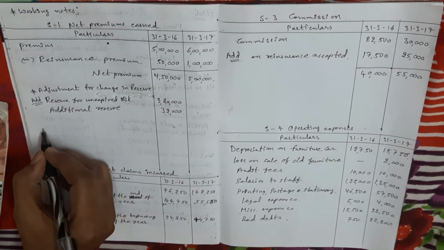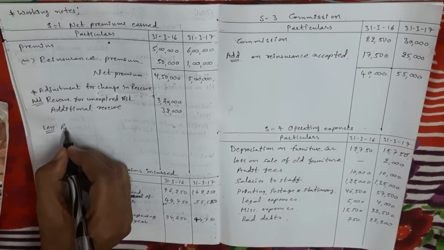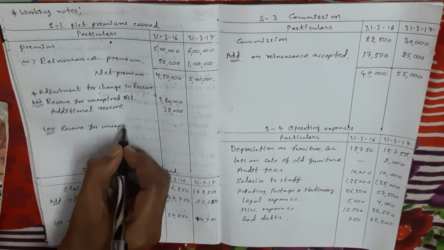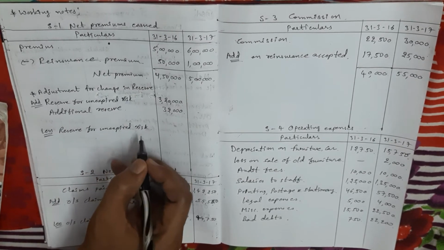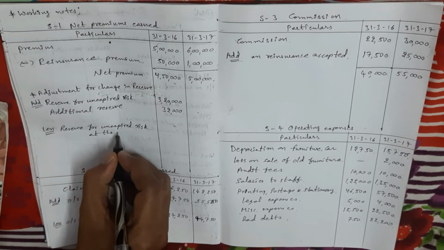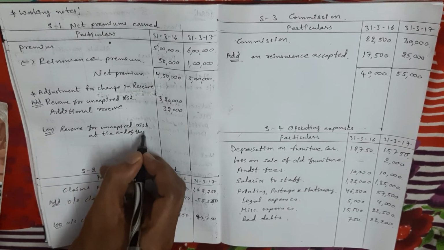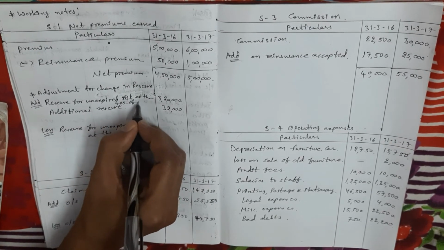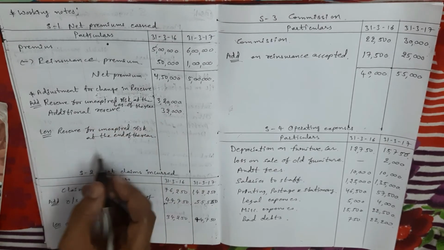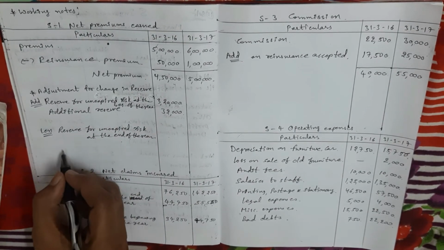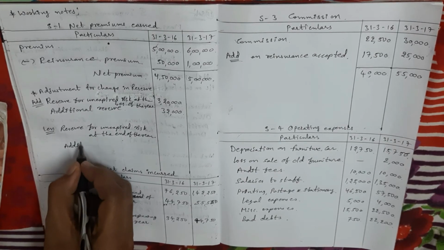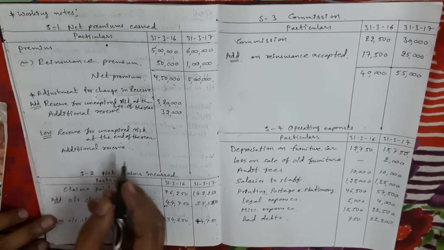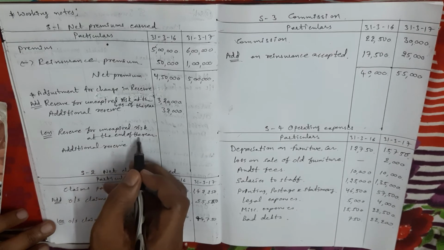Okay, the next: less reserve for unexpired risk at the end of the year. This is at the beginning of the year, already given in the problem. This amount we have to calculate, and also additional reserve at the end of the year. Okay, so first, reserve for unexpired risk at the end of the year, last year amount.